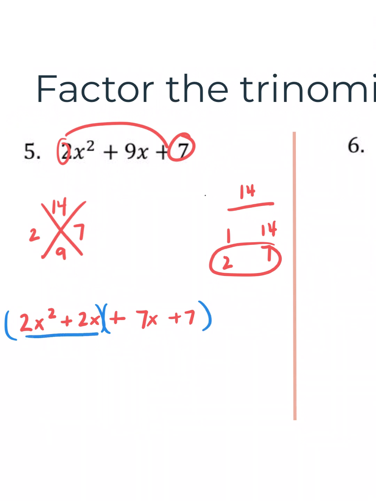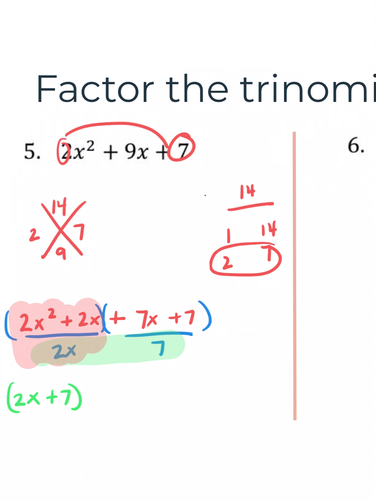Okay, 2x and 2x both have a 2x in common. And a 7x and a 7 both have a 7 in common. This bottom piece is going to turn into my first set. So I'm going to say 2x plus 7, and it's all positive. And then my second piece I'm going to pull out of right there.